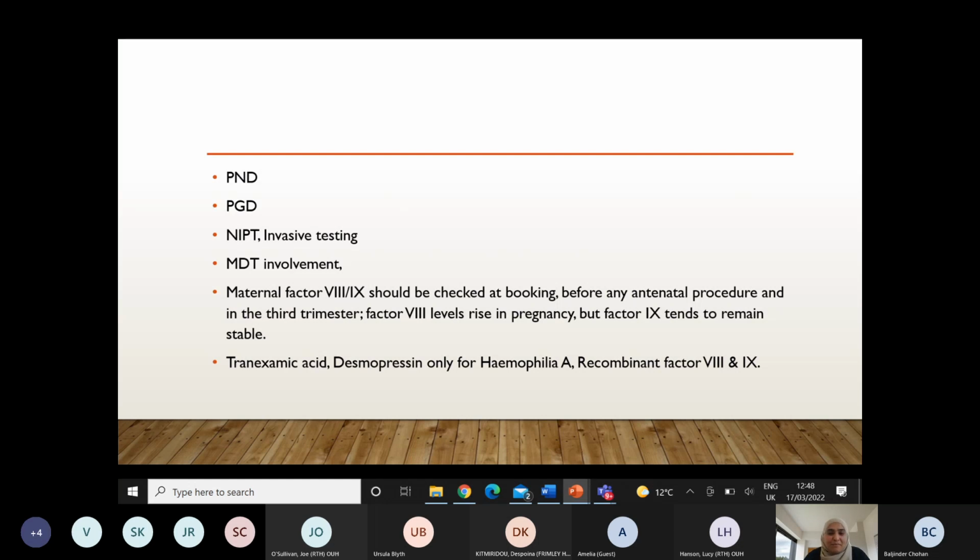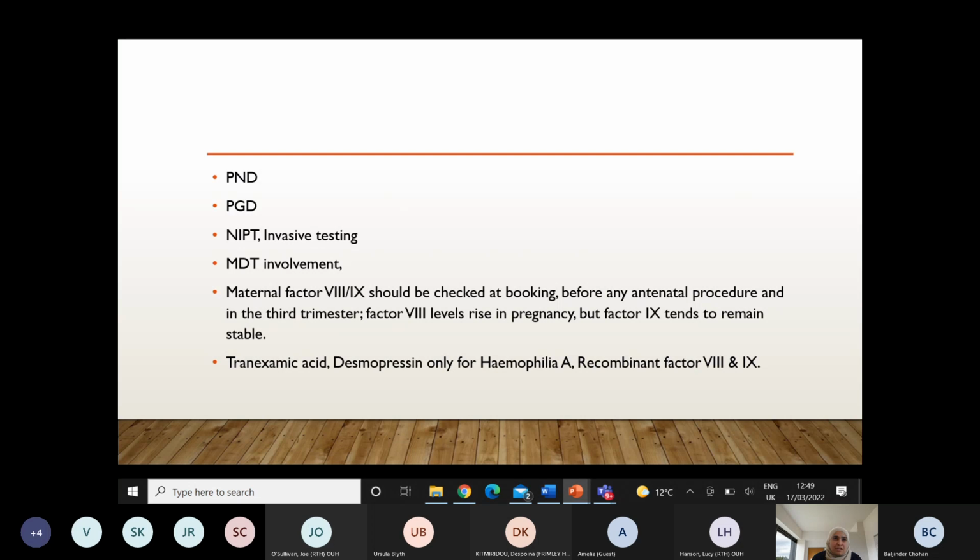So management is again the same as with all the disorders. You have to think about preconception and prenatal diagnosis. PGD is available for hemophilias, especially for A and B, because it's sex-linked. Fetal sexing can help, and NIPT is available for fetal sexing, so that is useful. Rarely you need to do invasive testing if somebody really wants a genetic diagnosis, but most of the management for hemophilia A and B is done just upon male or female fetus.